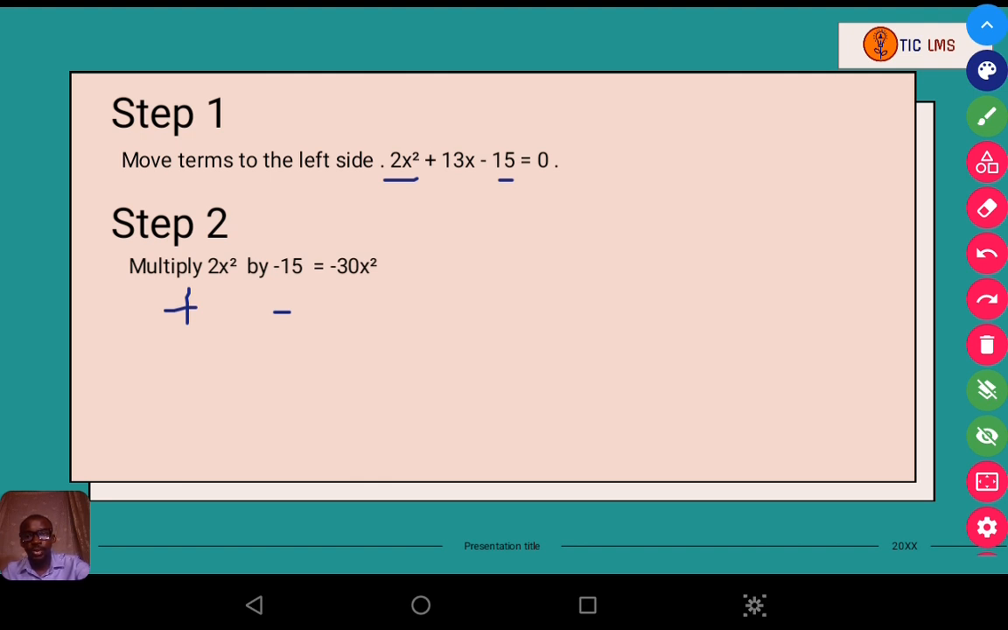So positive times negative is going to give you a negative, and then 2 times 15 you have 30, and then you have x squared. Then 15 doesn't have any variable with it, so you just have your x squared. So you have negative 30x squared.